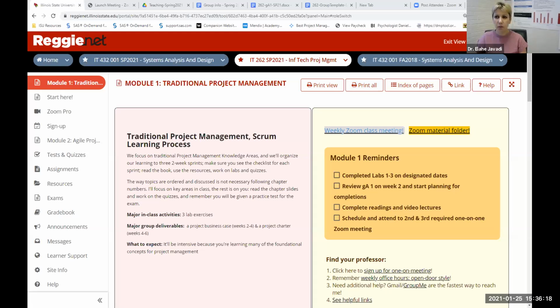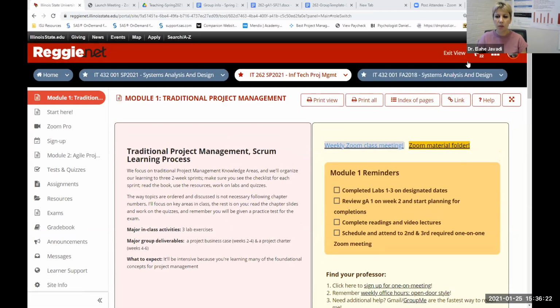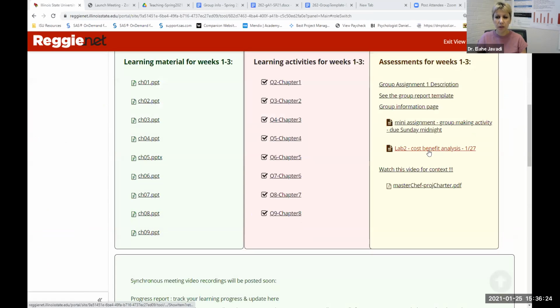Just let me remind you where to find the material we need for today. So this is your RegNet page, module 1. You scroll down. This is your lab 2 that we will start today, but we'll end it on Wednesday. So you will not be submitting today. Go ahead to lab 2.